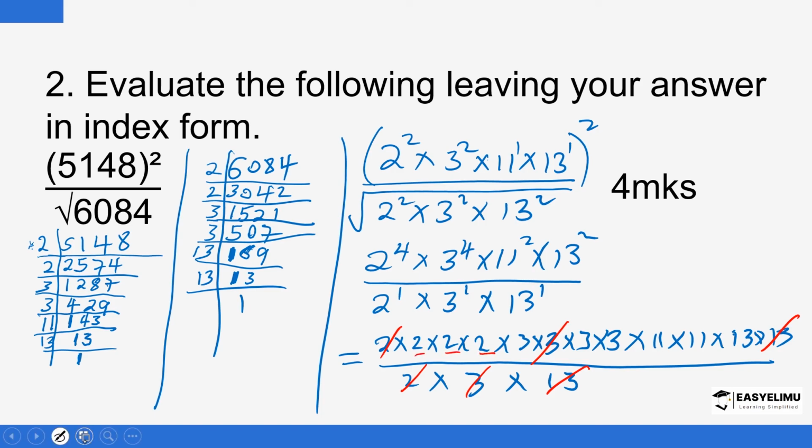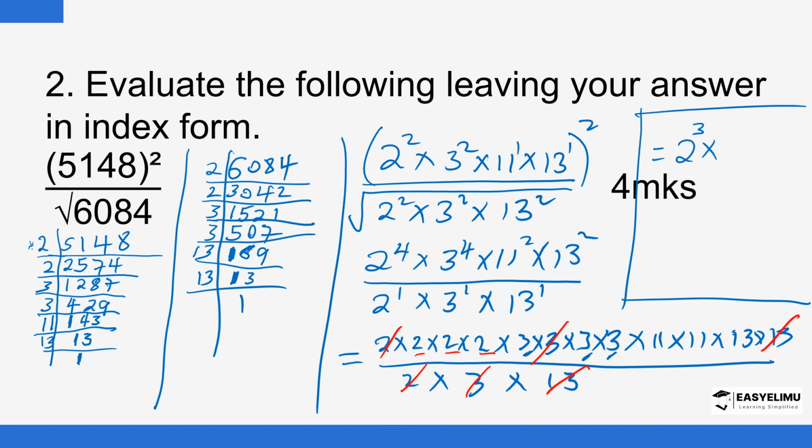So that is 2 power 3. Remember, you're supposed to leave the answer in power form. So our final answer, let me write it here, is going to be equal to 2 power 3 multiplied by 3 power 3, and then multiplied by 11 power 2, and then of course 13 power 1. So that becomes the final answer to our working.